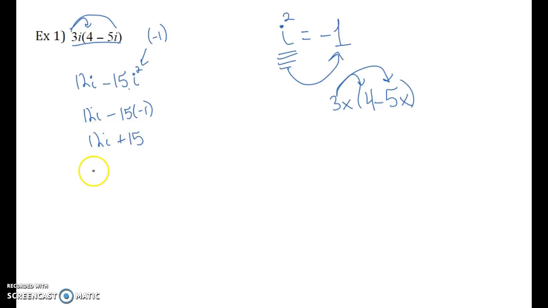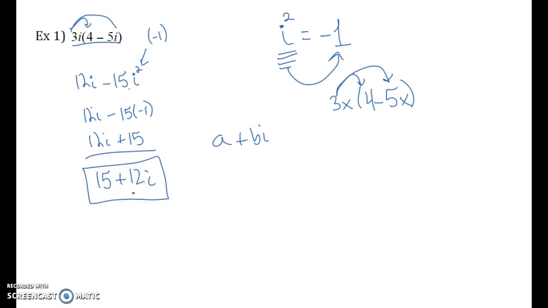I don't know if Alex is going to be picky about this or not, but if they don't like this answer, it's because technically complex numbers are like the real part plus imaginary part. So if it does give you some static, then you're going to want to go ahead and rewrite that as 15 plus 12i. Just make sure that this part comes later.